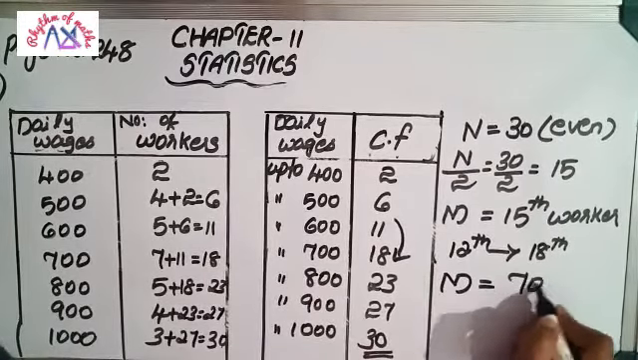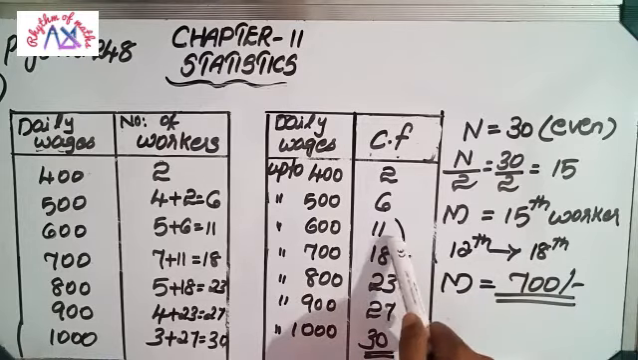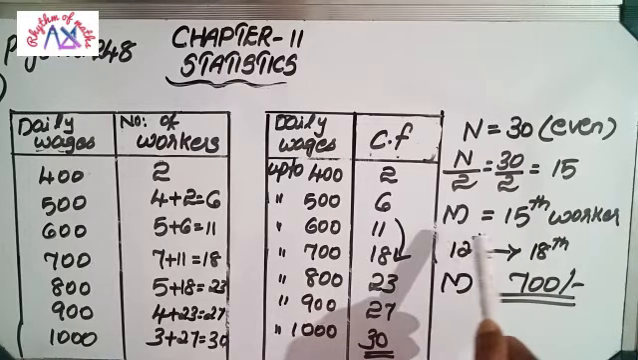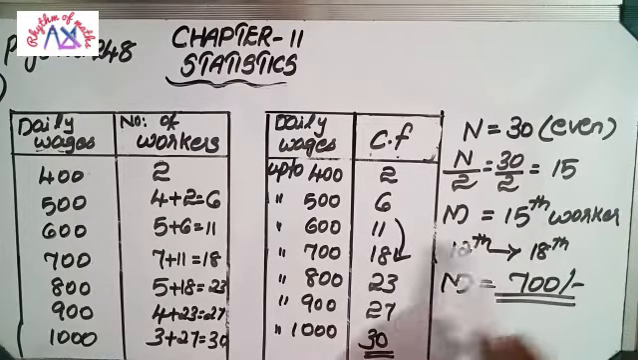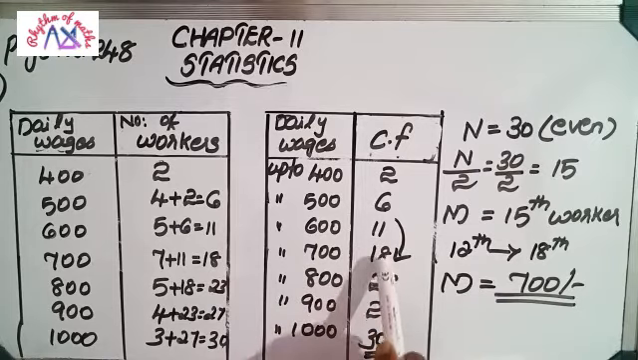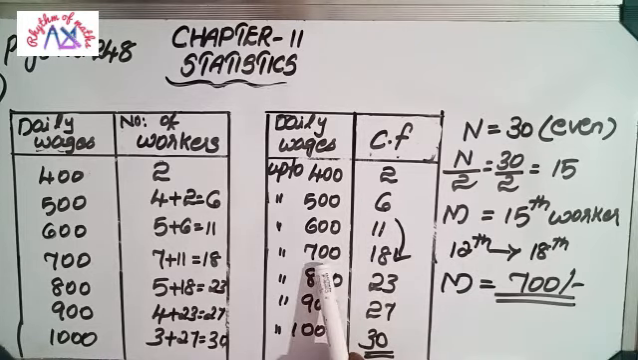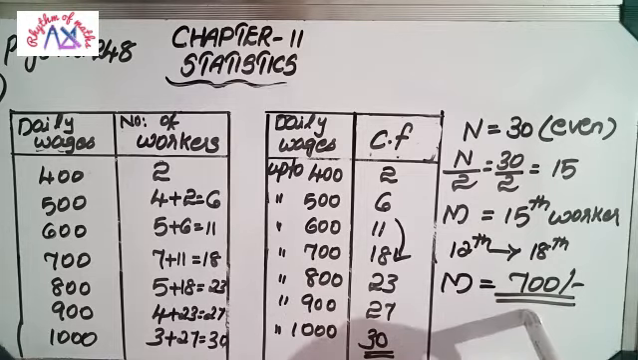So the median equal to 700 rupees is the answer. Because for the 15th worker: the first 11 are here, then 12, 13, 14, 15, 16, 17, 18 will be getting a salary up to 700. Up to 700 salary is being received up to the 18th worker, the cumulative frequency. So 15 comes in between 11 and 18. That's why the 15th worker is getting 700 rupees as the daily wage. So the median daily wage is 700 rupees.